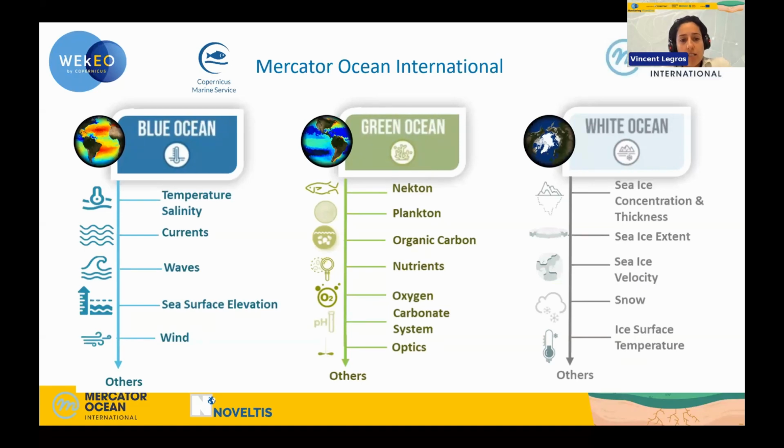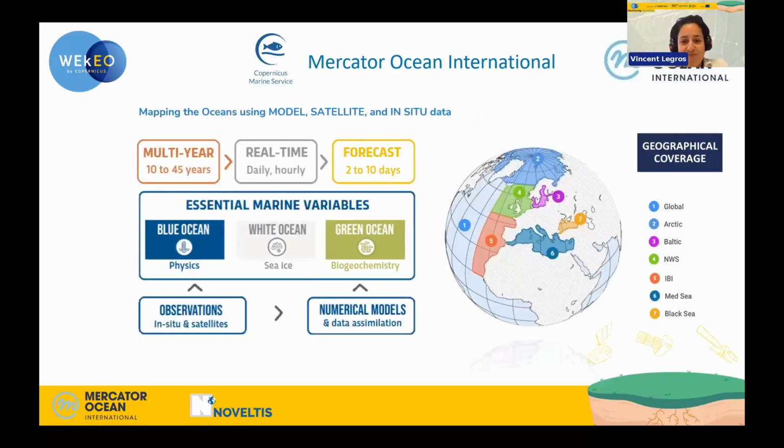So you will find data related to what we call the blue, the green, and the white ocean. The blue ocean would be more the physical properties of the ocean, so things like temperature, salinity, currents, waves. Green ocean would be more the biogeochemistry component, so nutrients, carbon, plankton, phytoplankton, and so on. And the white ocean would be the ice concentration, ice thickness, ice temperature.